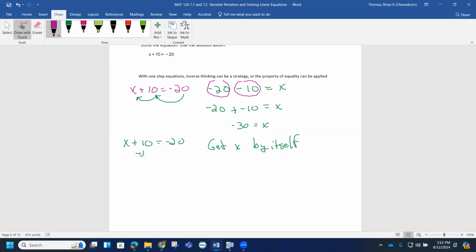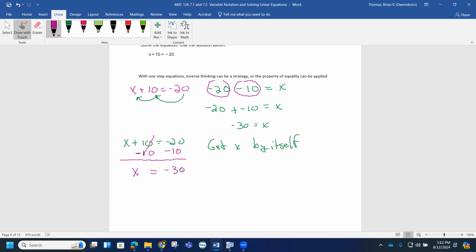So let me do that in a little bit different color. So I can add a negative 10 here. But to keep the equation balanced, the property of equality, you would have to add a negative 10 to this side as well. So if I draw this line here, this now says combine these two together. So notice how this 10 and this negative 10 are going to actually zero out. So x plus 0 really is just x. So this gets my x by itself. So all I really got to do is simplify this right-hand side. So a negative 20 and a negative 10 would give me a negative 30.